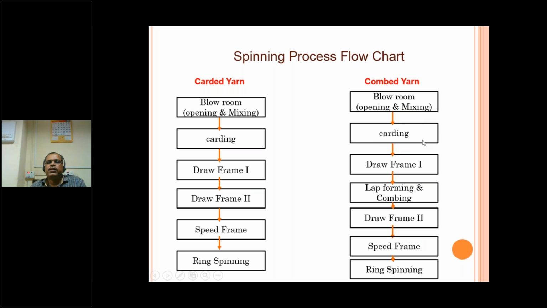Carding is there for individualization of the fiber. The first draw frame section is for drawing, attenuation, and parallelization of the fiber to the axis, and the lap former is for the combing. We have to make a sliver lap for the combing. Then after combing, there is the second draw frame. Then next is the speed frame to make the intermediate product. Then ring spinning to make the yarn, applying the twist to the roving.